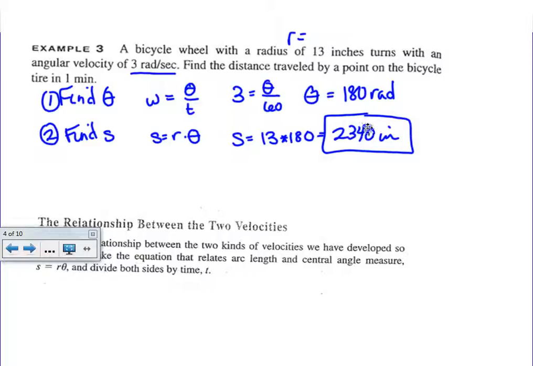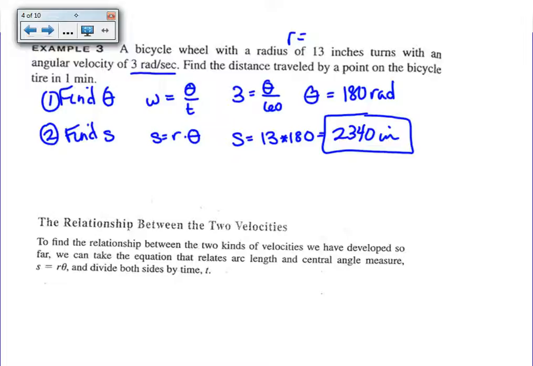Essentially what we did was we found the circumference of our bicycle wheel, and we calculated how many times it went around that bicycle wheel. That's what the central angle is really telling you. So as you have seen, there is a definite relationship between these two velocities because there's some common variables. So let's look at why they're related.